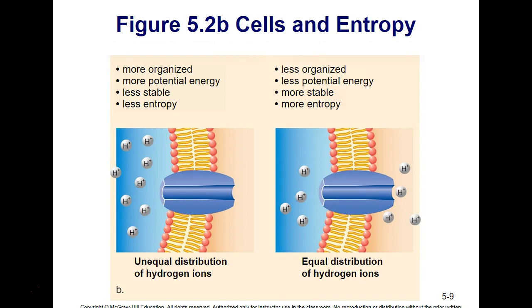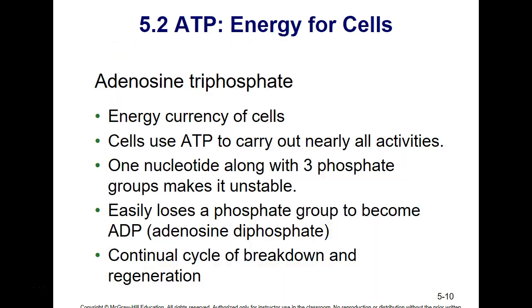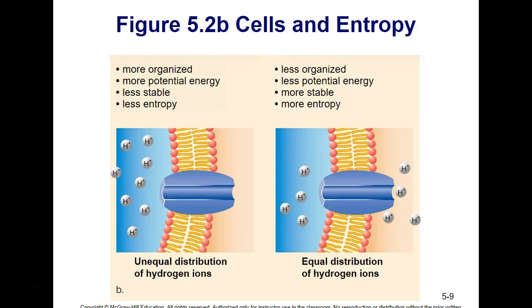Cells and entropy. This one right here, when you have an unequal distribution of hydrogen ions, you have more hydrogen ions outside of your cell as opposed to inside. This is going to be more organized and, of course, less stable because it has more potential energy, and it's going to have less entropy.